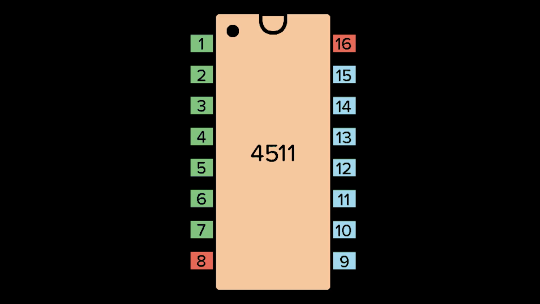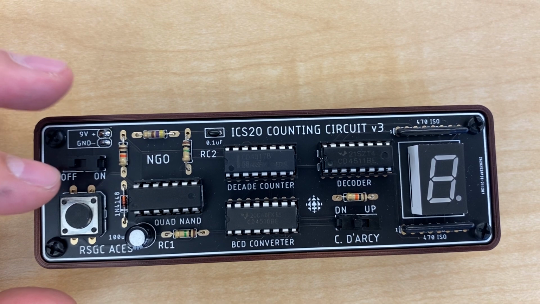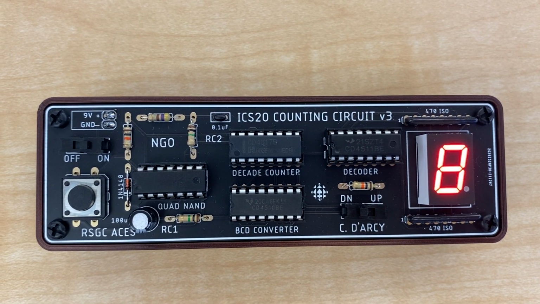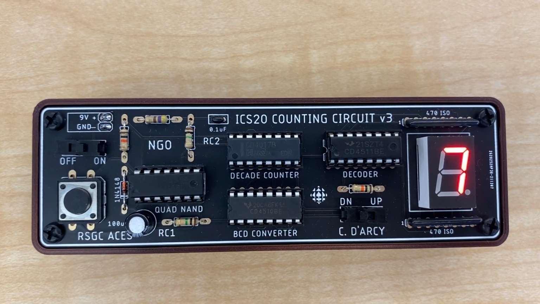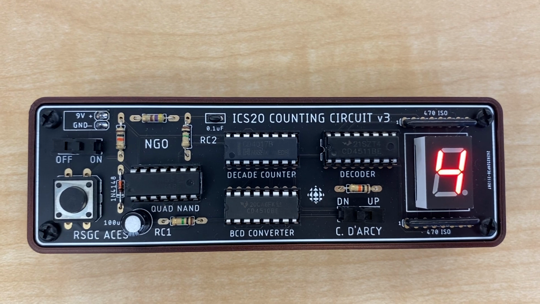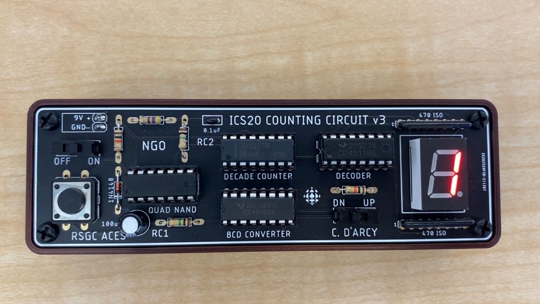This chip processes binary coded decimal input to generate the segment control signals required to turn on the 7-segment LED display. It internally decodes the BCD input and activates the appropriate combination of output pins to light up the segments required to display a decimal digit. The 4511 chip provides 7 output pins labeled A, B, C, D, E, F, G, which correspond to the segments of a 7-segment display.